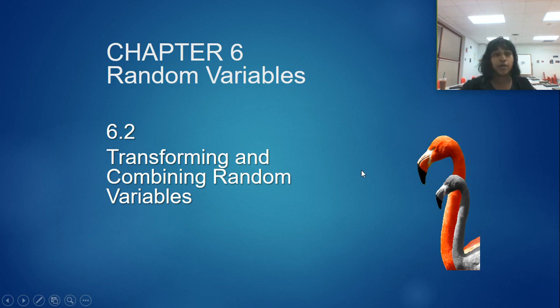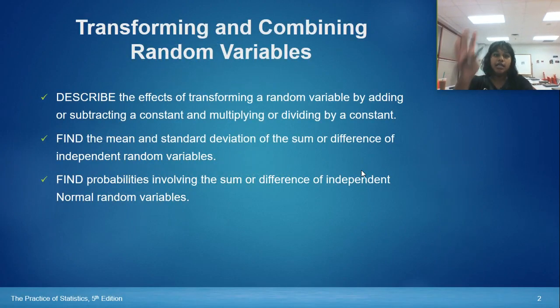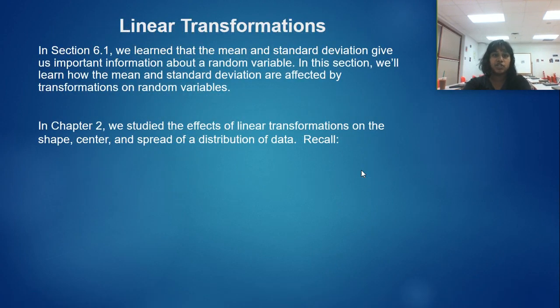Hi there, welcome to part 2 of chapter 6, where we're going to understand transformations of random variables, as well as what happens when we combine random variables, whether it's a sum or a difference. So here are some of your learning objectives for this section.